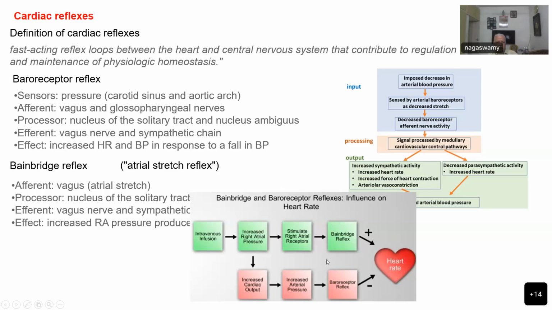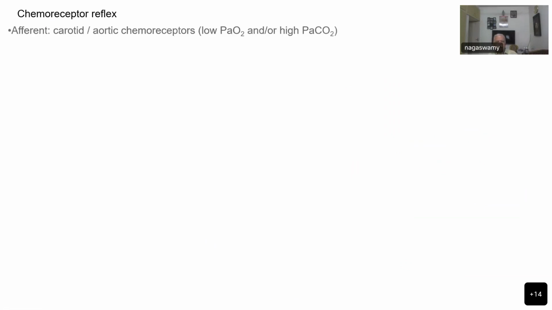And what she mentioned about reverse Bainbridge is, when there is a decrease in the atrial stretch, there is a bradycardia. So that is the one which is responsible for the occasional sudden cardiac arrest after a spinal anesthesia, which I told you was asked in one of the OSCE as a question.